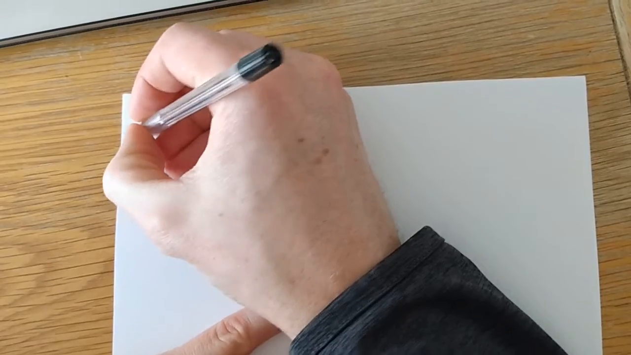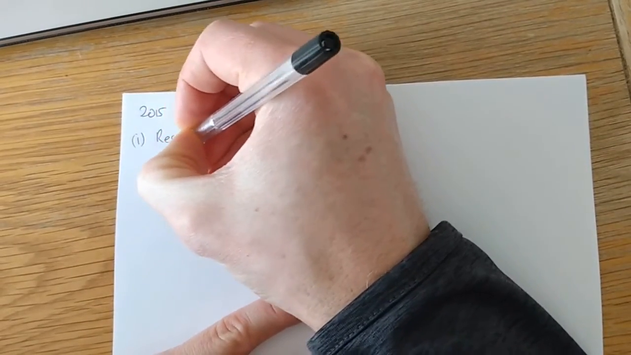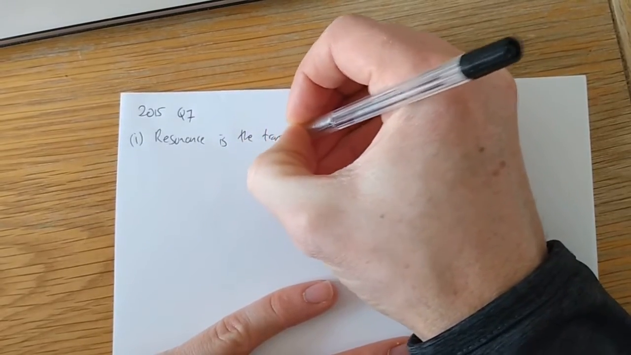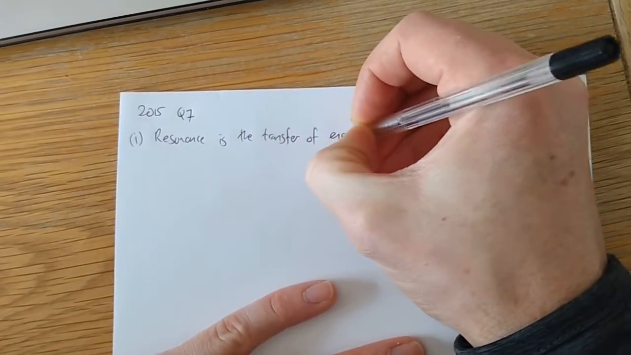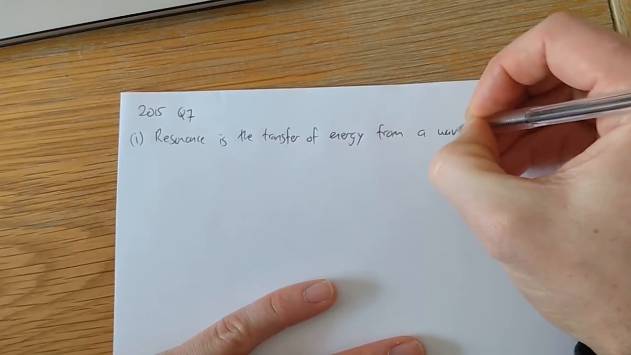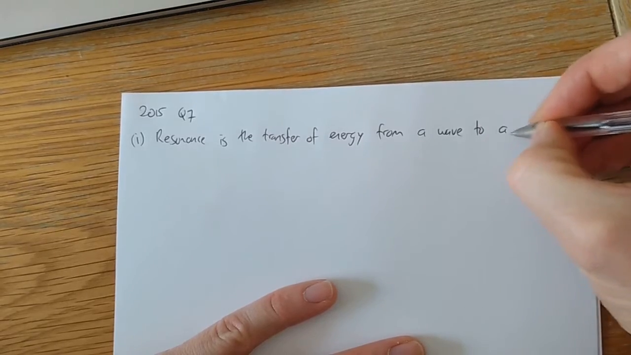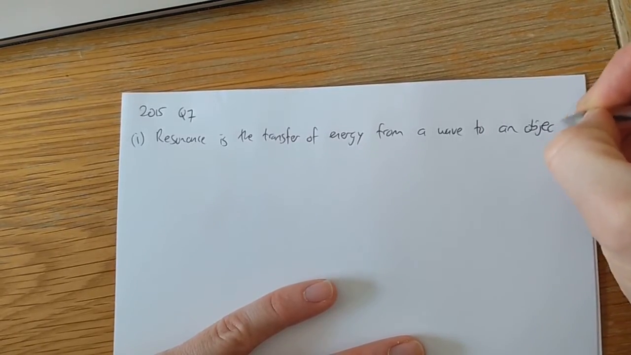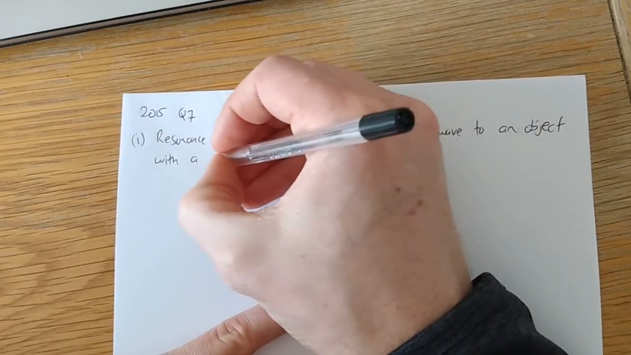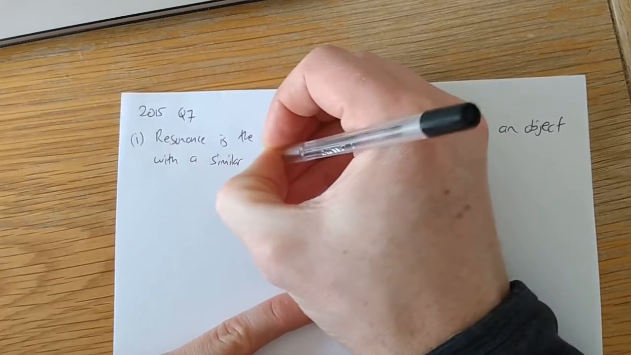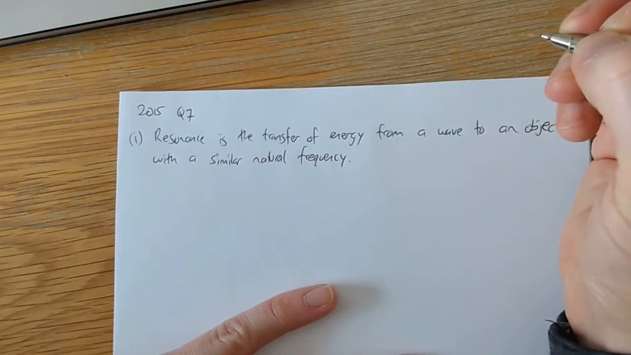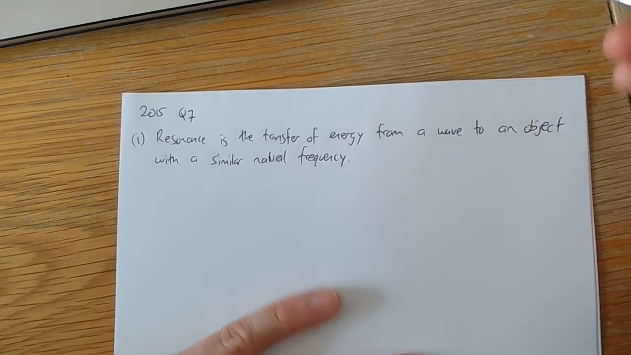Okay, so resonance is the transfer of energy from a wave to an object with a similar natural frequency. Okay, the transfer of energy from a wave to an object with a similar natural frequency.